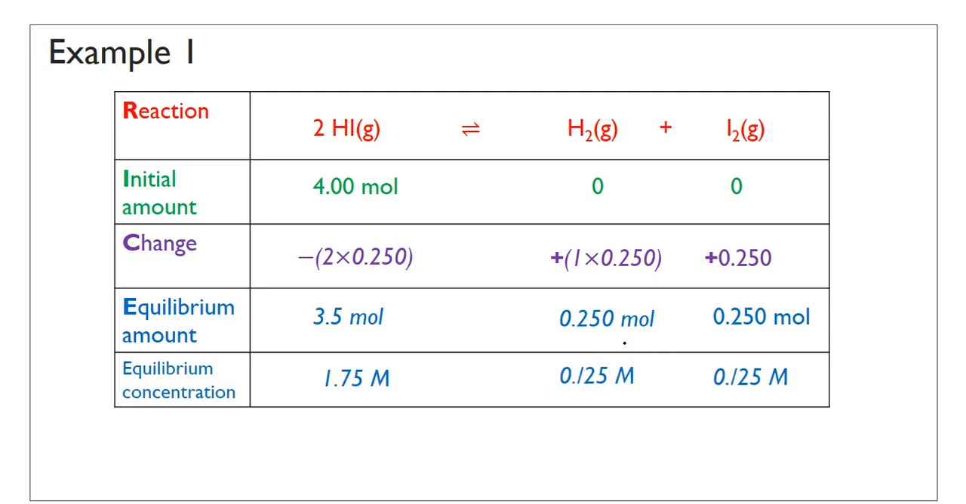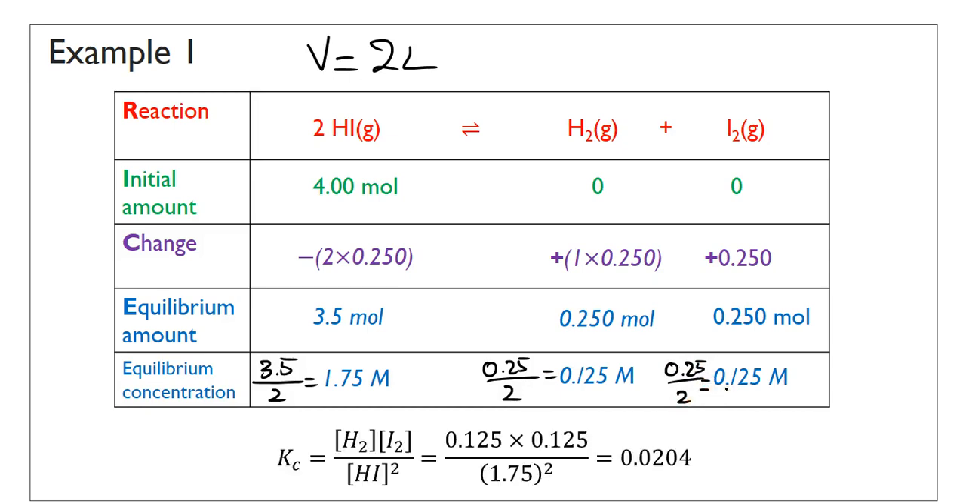Now, this is not the end. I need to then calculate the equilibrium concentration from the equilibrium number of mole. Remember, originally we had the volume of the reaction vessel to be 2 liters. So you have to divide the number of mole by the volume in order to get the equilibrium concentration. So this is 0.25 divided by 2, and this is also 0.25 divided by 2. Once I have the equilibrium concentrations, I can find the equilibrium constant, which is the unknown in the question. So this is the final answer.